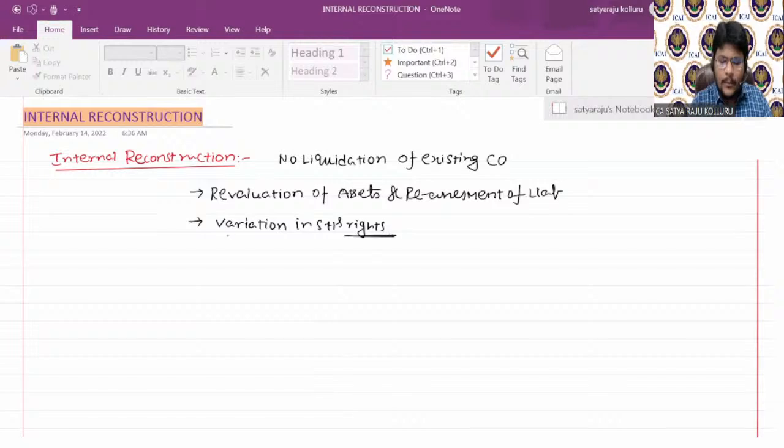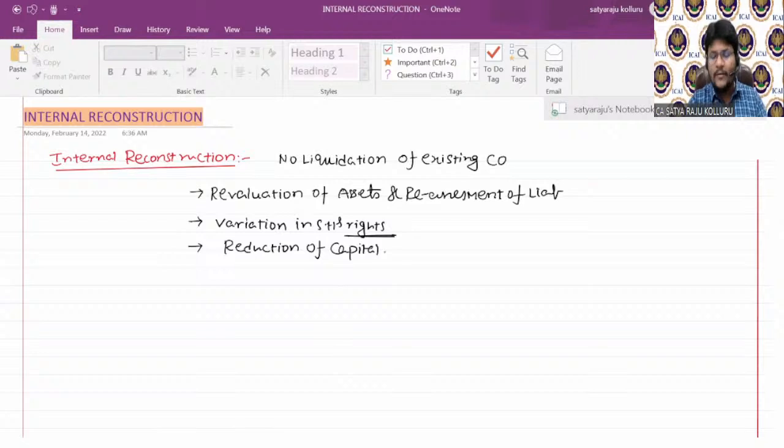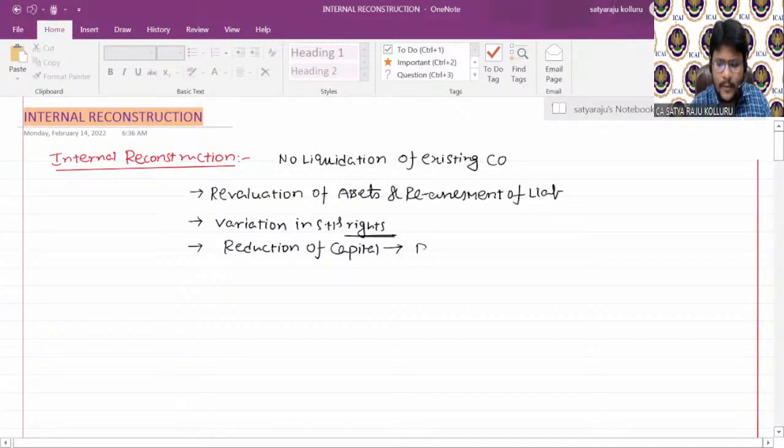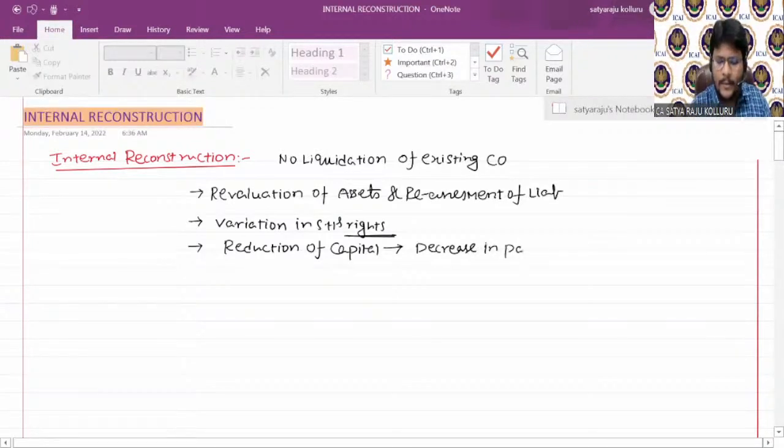Apart from this, related to shareholders, there is also a reduction of share capital. What is the meaning of reduction? Sir, I will explain all these things once again through a diagrammatic representation. Just as a process of definition of internal reconstruction, I am adding them one by one. No worries. So reduction of capital means there is a decrease in paid up capital.